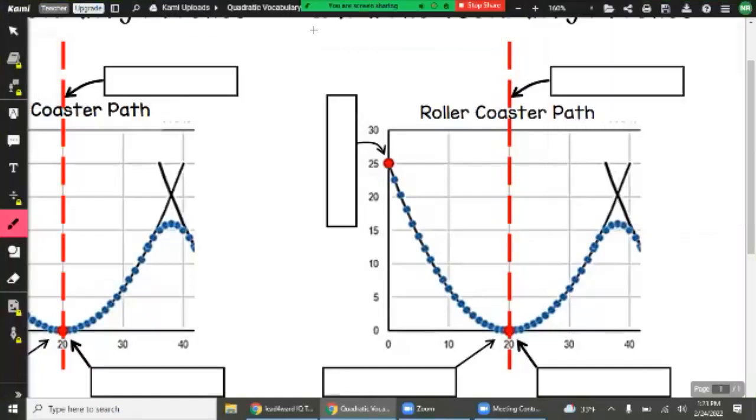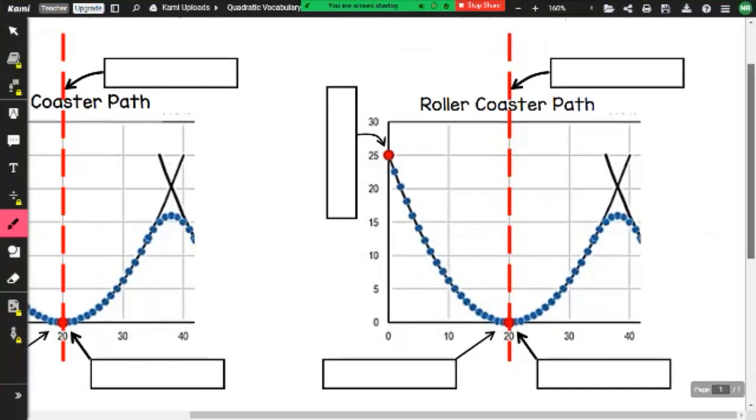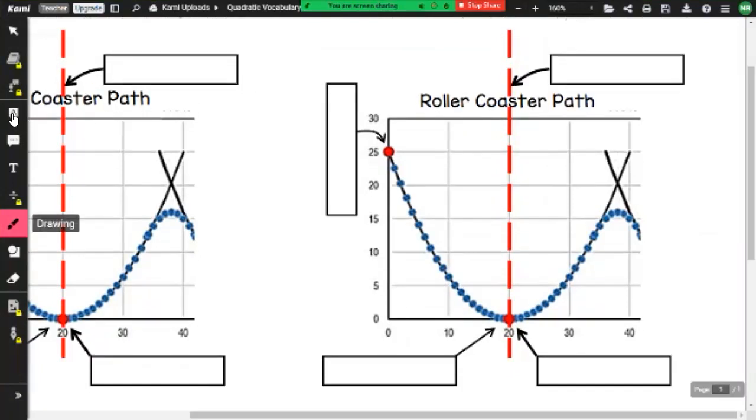Okay, so different parts. Remember, you're going to have a vocabulary test on Monday over this. So the different parts, this line right here, this imaginary line is called your what? Line of symmetry. Or your axis of symmetry.